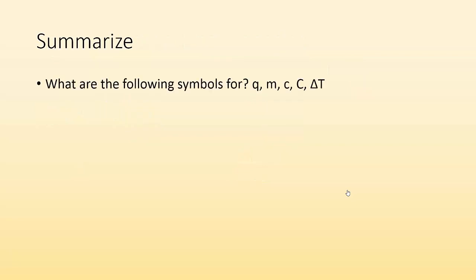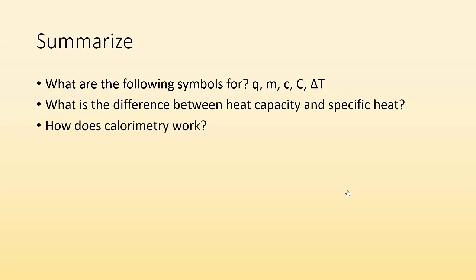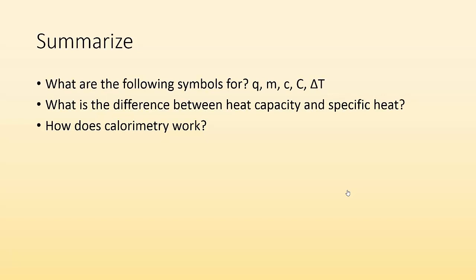So to summarize, what are the following symbols for? What's Q, m, little c, big C, delta T? What are all those? What do they mean? What is the difference between heat capacity and specific heat? And how does calorimetry work? What's that all about, and how does that work? So that's hopefully what you're able to answer.